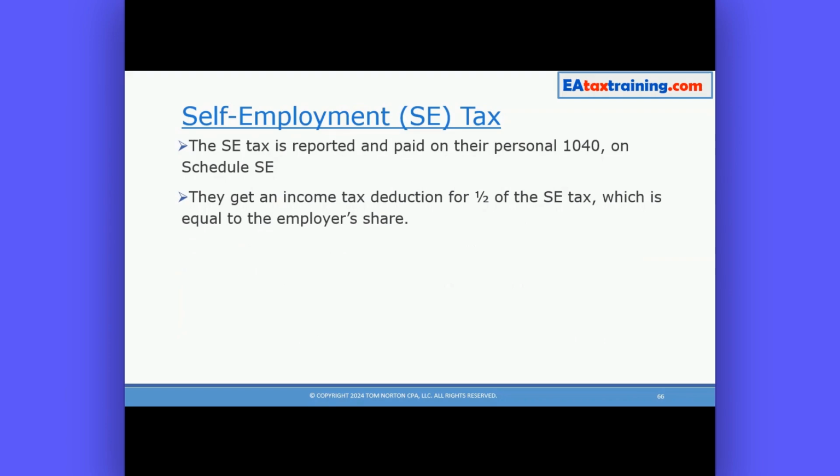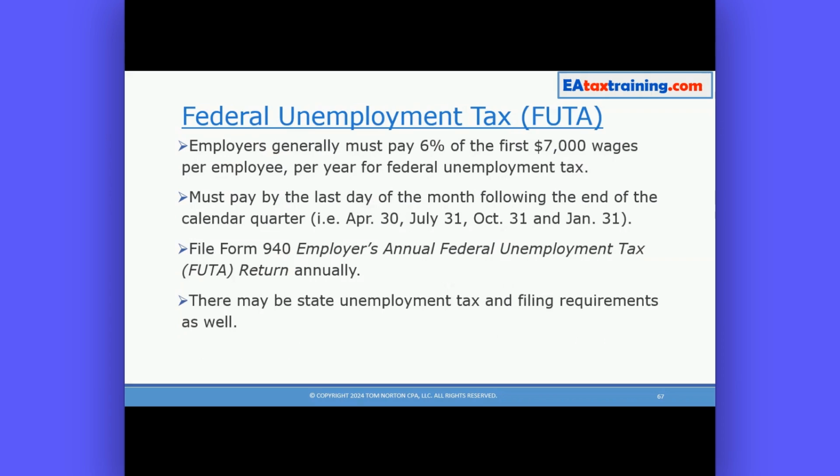The self-employment tax is reported and paid on the individual's personal 1040 on Schedule SE, but they do get an income tax deduction for half of the self-employment tax. So in other words, they're getting a deduction for what would be considered the employer's share of that self-employment tax. Because if you think about it, a business, when they have to match withholding for Social Security and Medicare, they have to match that 7.65%. That match is a deduction to the company. So this is just putting the individual on the same footing as that business and giving them a deduction for the employer's share of that self-employment tax.